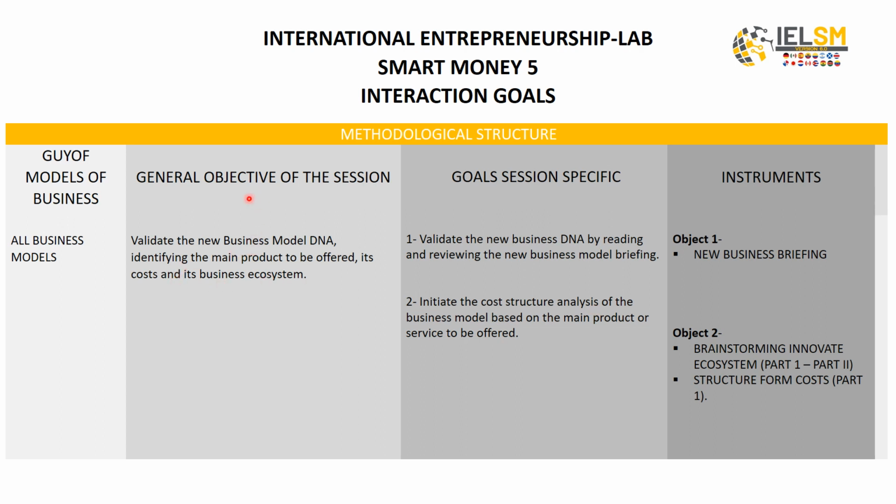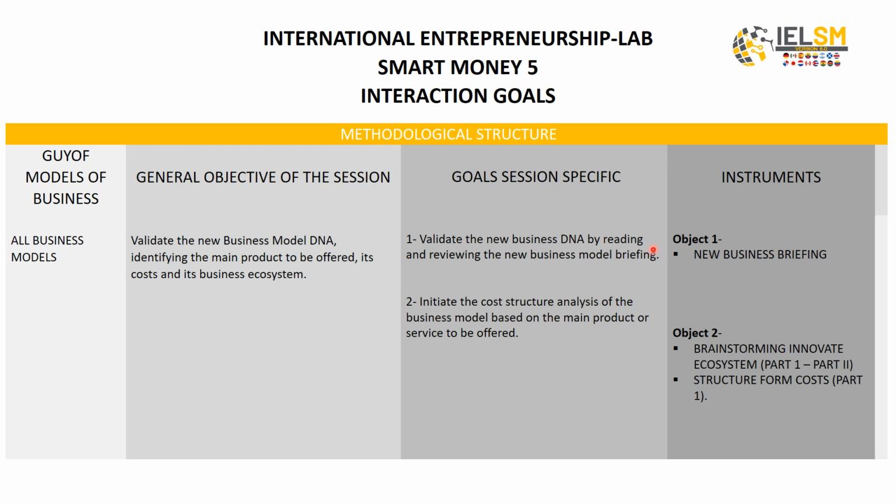I repeat this. We have a general objective in the session. The objective is to validate the new business model, and this is the DNA. Identify the main product to be offered, its cost, and its business ecosystem. For that, we have two specific goals. Number 1 is to validate the new business DNA by reading and reviewing the new business model briefing. And number 2 is to start the cost structure analysis of the business model based on the main product or service to be offered.